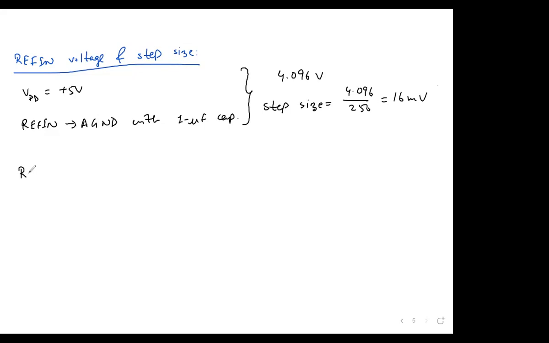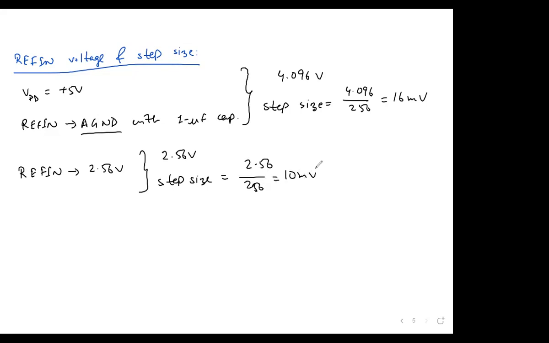But say now, instead of connecting the reference in voltage to your analog ground, you have connected it to 2.56 volt, which was the case in our previous connection. If you have seen from the book, the reference in voltage was connected to 2.56 volt. In that case, your step size will be 2.56 divided by 256, which will give you 10 millivolt. So in our last example, the step size that we had was 10 millivolt.